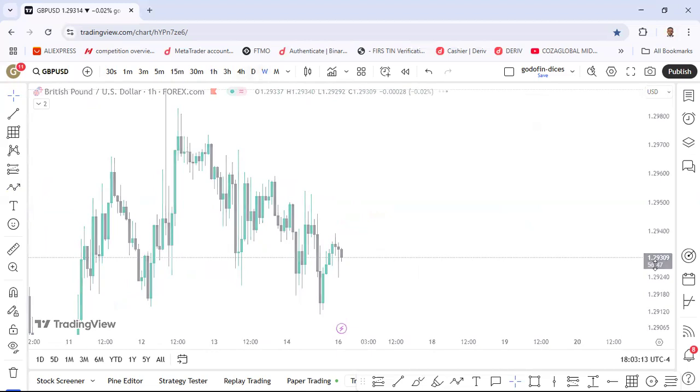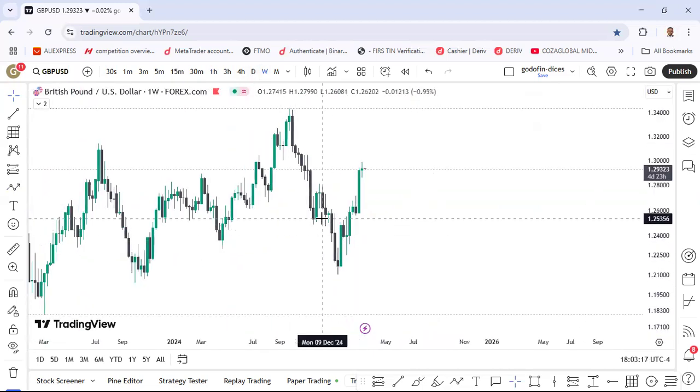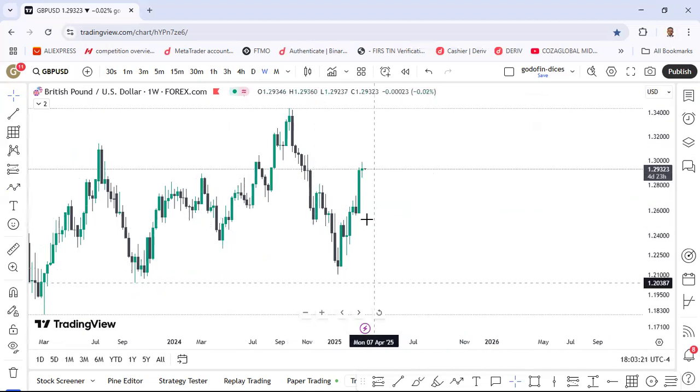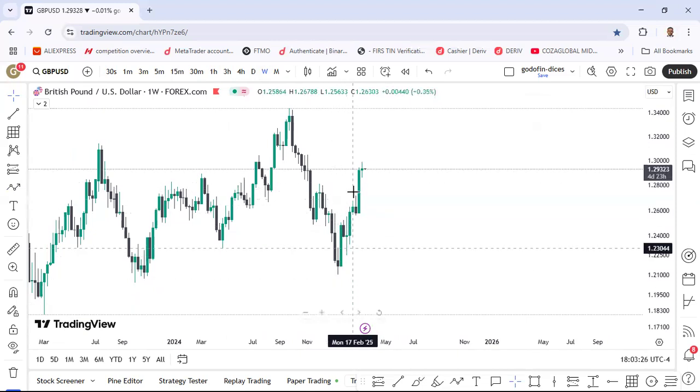We're going to go firstly to the weekly time frame, see what price is telling us to the left-hand side and to the right-hand side. So first of all, look at the right-hand side. The right-hand side is more important. That's what price is doing currently, right?